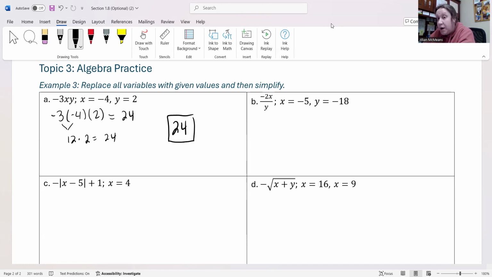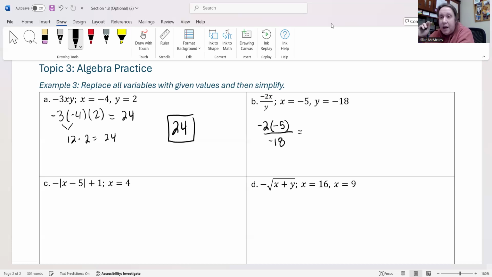Okay. For part B, we have something that looks like a fraction. No big deal. We're old pros at fractions by now. So I have -2 times x over y. I'm going to rewrite this expression. Where I see an x, I'm going to put a -5. Where I see a y, I'm going to put a -18. So I get -2 times x, which is -5, over y, which is -18.